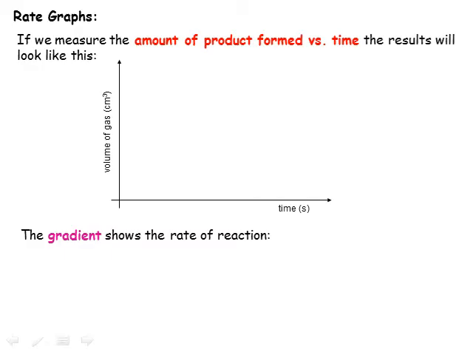When we make measurements at regular time intervals of amount of product formed, we can plot a graph to show this data. If we plot time on the x-axis and the amount of product formed on the y-axis, then the gradient of the graph at any point is the amount of product divided by time, which is the rate. The steepness of the graph therefore shows us the rate of the reaction as time goes on.